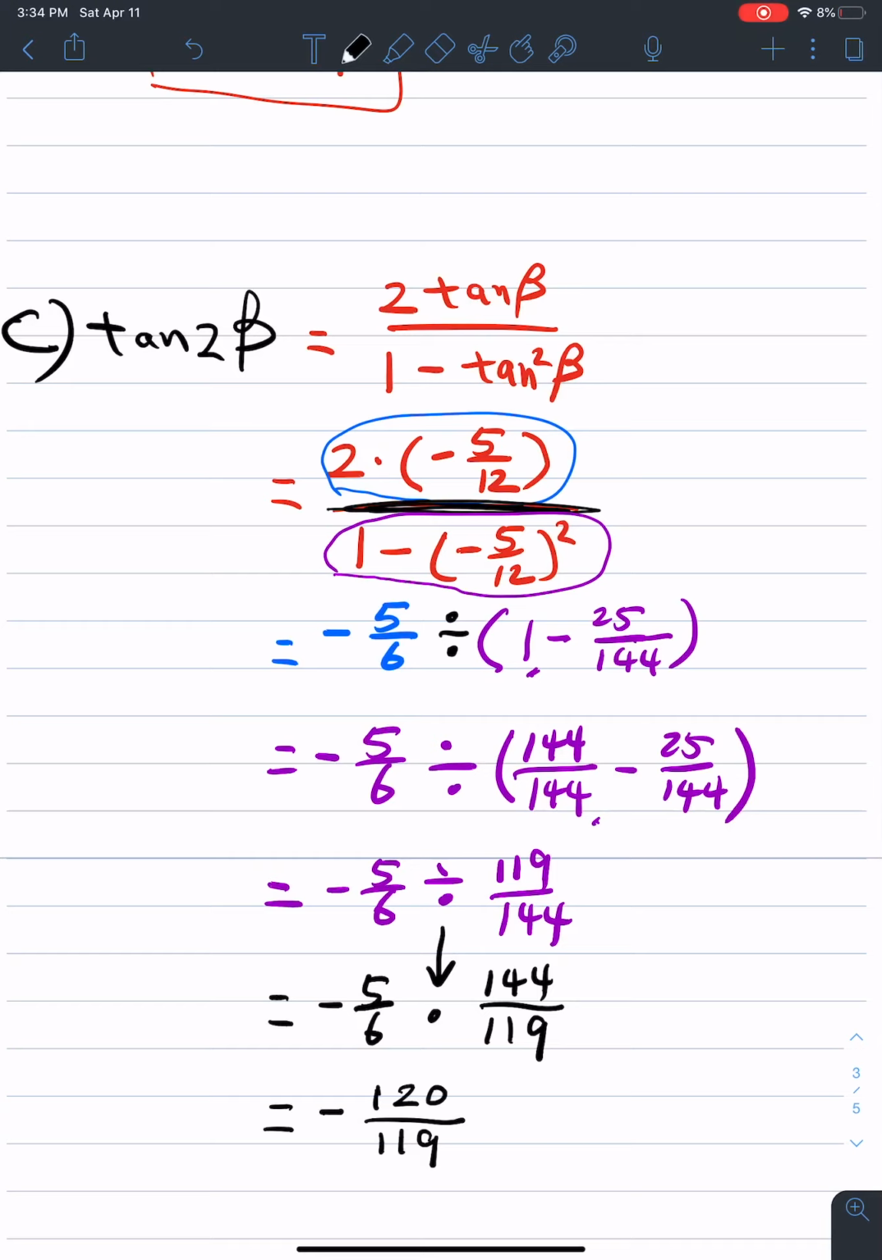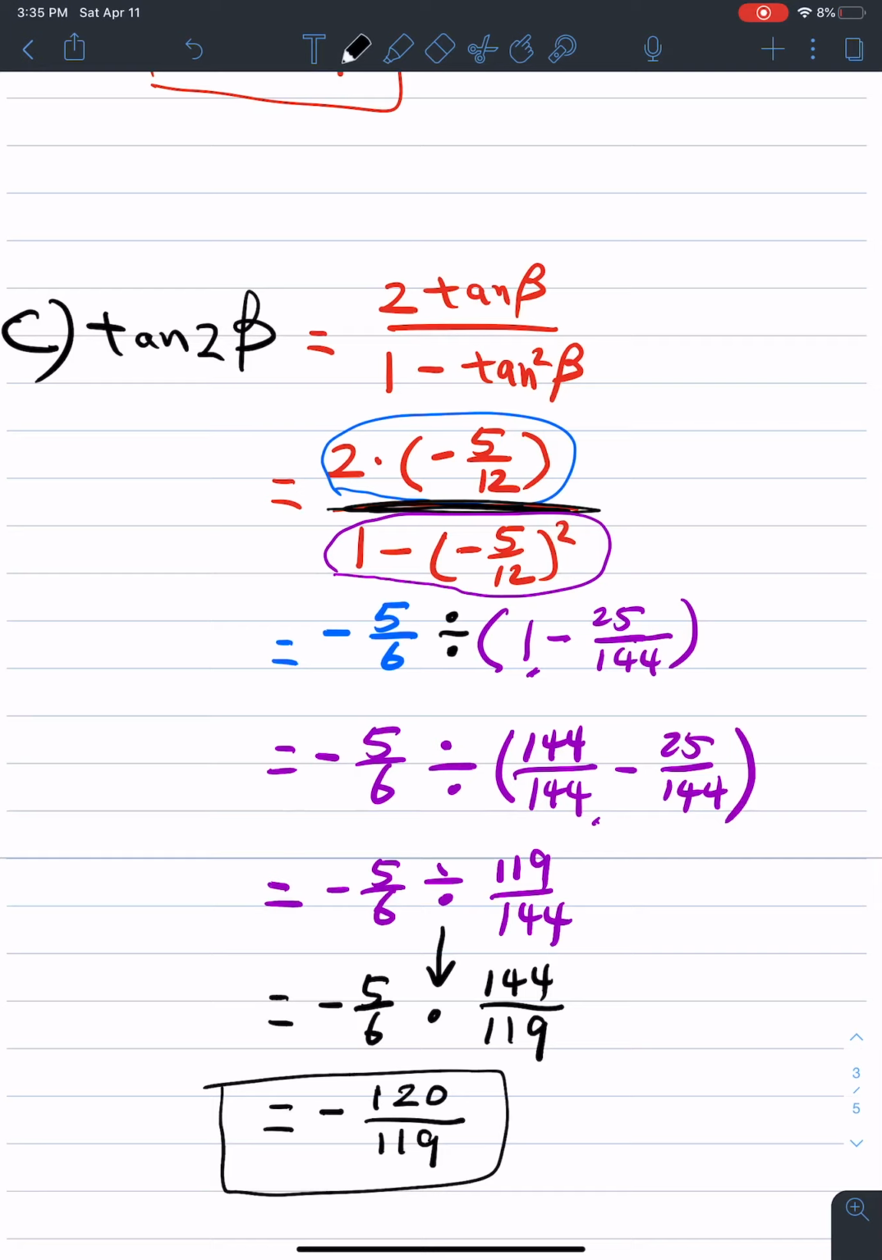So after you simplify them, you should get 120 over 119. They are both divisible by 6. So you are done for the last one, part C. Any questions? Let me repeat the last one.